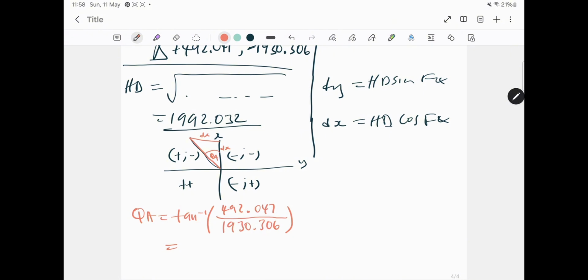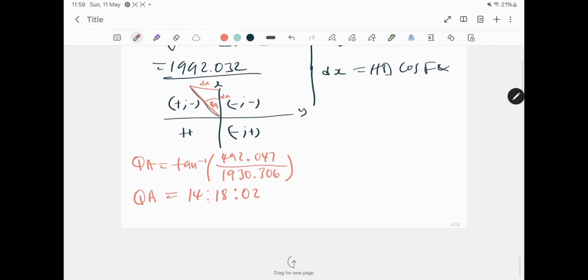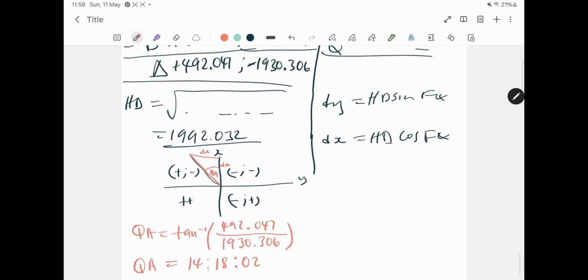So it's tan inverse of 492,047 over 1930,306. So you're getting your angle as 14, 18, meaning it's 2 when you round it up. So that's your QA, your quadrant angle. That's not your bearing. But it's in the second quadrant.